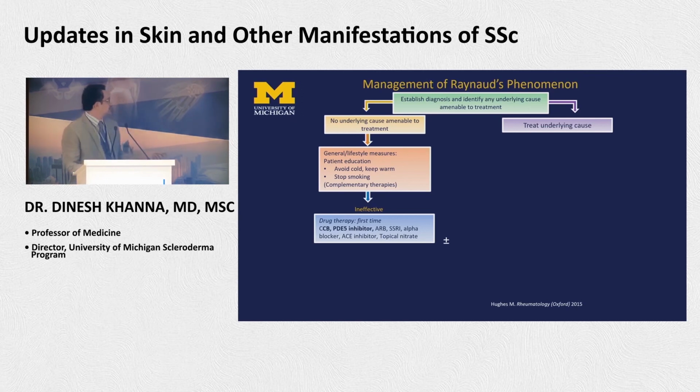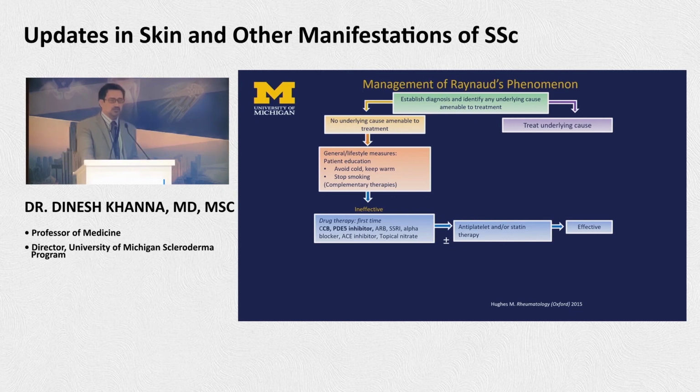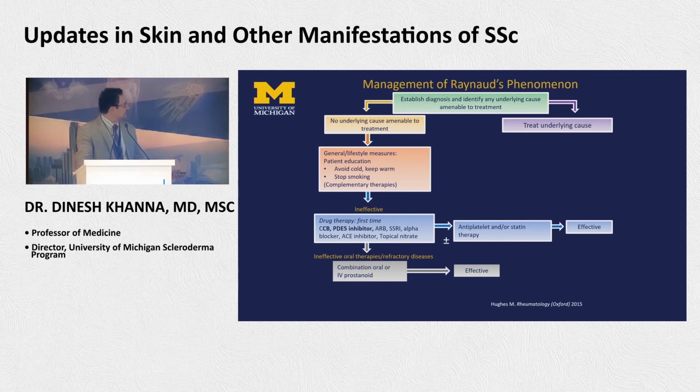If that doesn't work, calcium channel blockers and PDE5 inhibitors are the 2 that we use, with antiplatelet and maybe statin therapy based on a small study from Egypt showing that it may be effective. And if not, IV prostacyclin therapy for severe Raynaud's. But most of the patients do respond to calcium channel blockers and PDE5 combination along with general lifestyle measures.